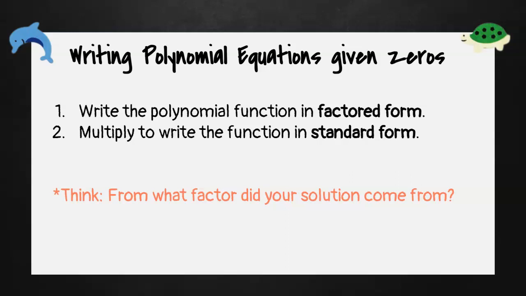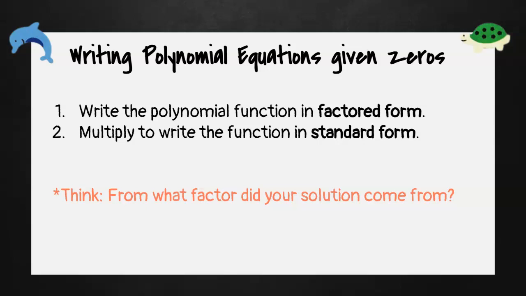Hi everyone, so today we're going to write polynomial equations given zeros. There are two things that you have to remember. The first thing is always remember to write your polynomial in factored form first, and then you're going to multiply your factors to write your function in standard form.